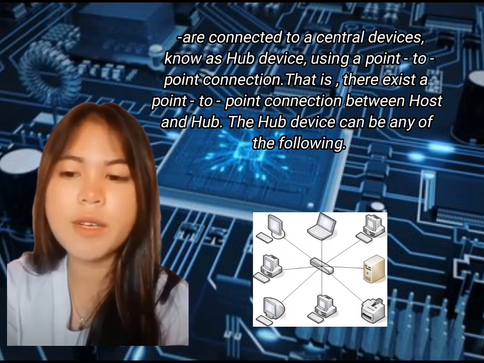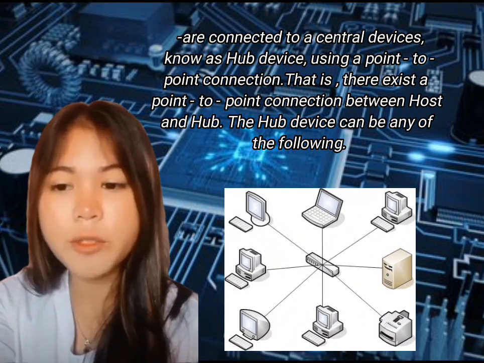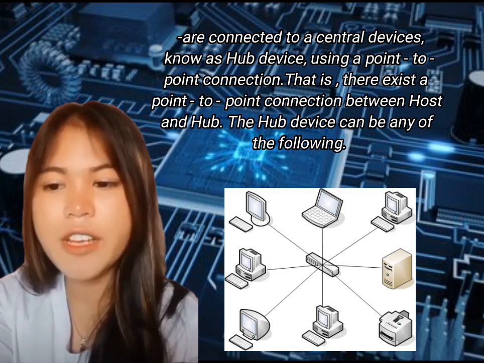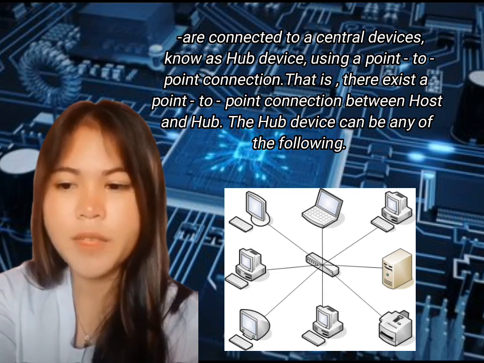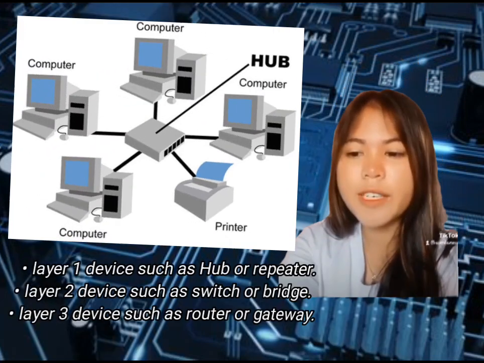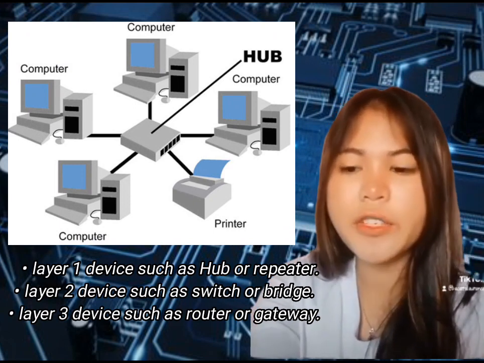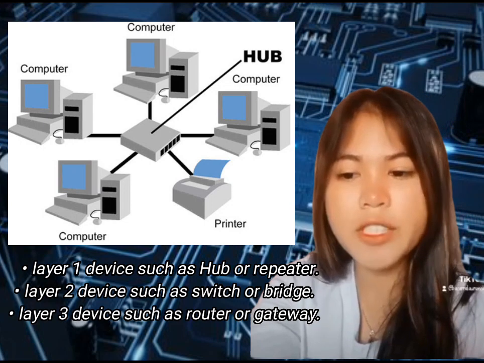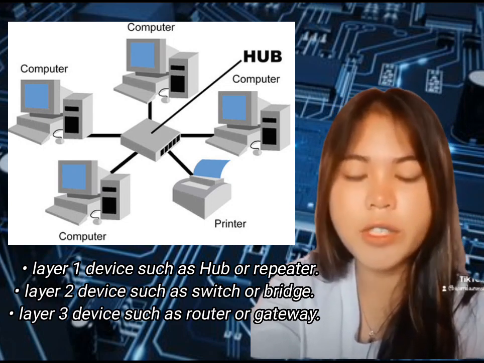Hosts are connected to a central device known as hub device using a point-to-point connection. That is, there exists a point-to-point connection between host and hub. The hub device can be any of the following: Layer 1 device such as hub or repeater. Layer 2 device such as switch or bridge. Layer 3 device such as router or gateway.